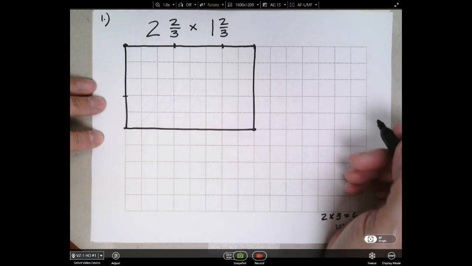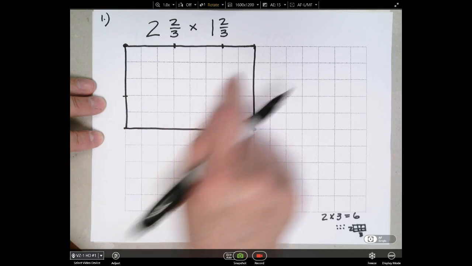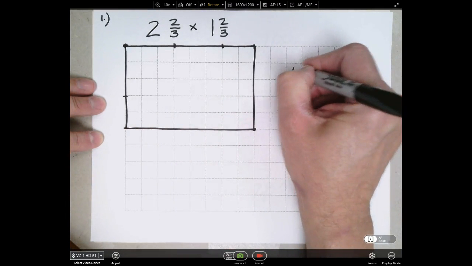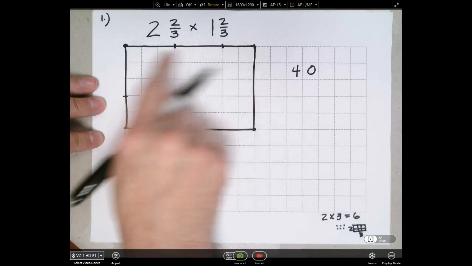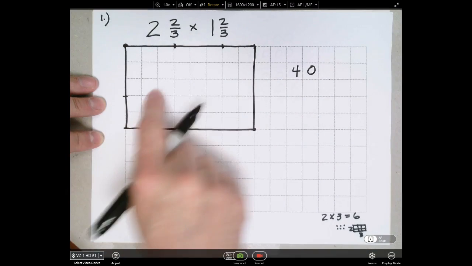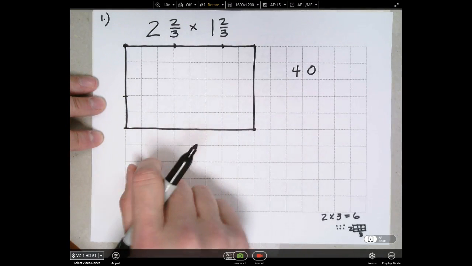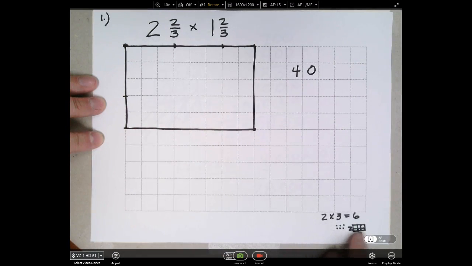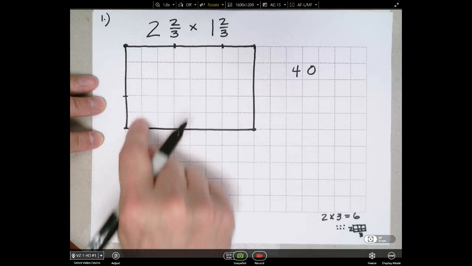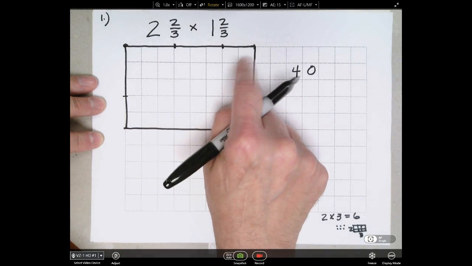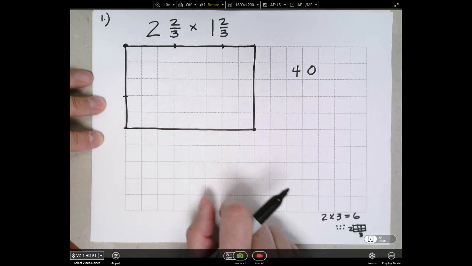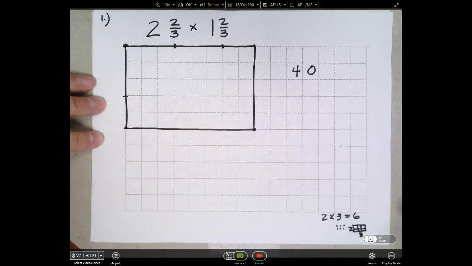Okay, whatever strategy you used, you should have come up with the answer 40. I'm going to put 40 right here. And there are a lot of different strategies you could have used. One might have been to count all of the boxes, and that would have given you 40. Some of you might again have realized that the answer to that multiplication problem is the area, so you could have said there are 5 boxes going down, and there are 8 boxes going across, and 5 times 8 is 40. So we know that there are 40 boxes inside of the rectangle.